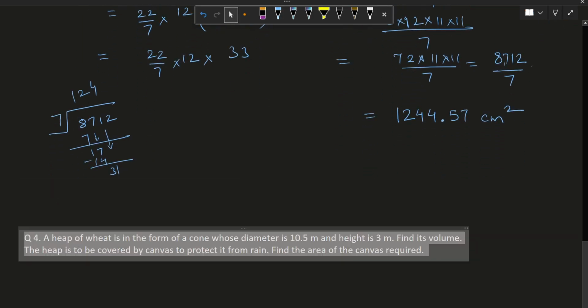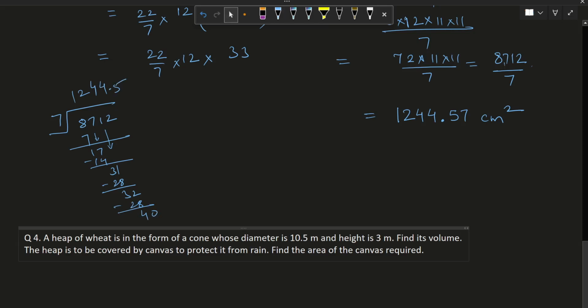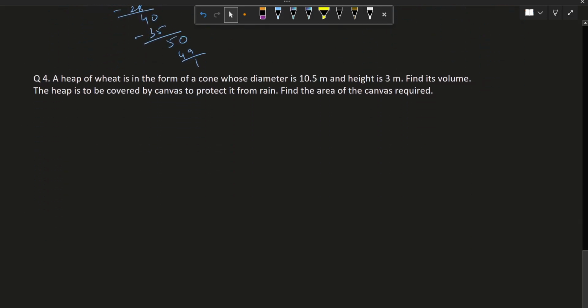So 31, so 7 fours are 28, minus, so 3 2 again. So here 7 fours are 28 again, minus, this is 4. Decimal, when you put zeros, it will go by 5 because that is smaller than 40. So 35, you will get 5 now as a remainder. So decimal is there already. 7 sevens are 49. You'll keep on getting it, it won't end. So this is your answer. You can stop at two places. Fine. Now let's move to next question.